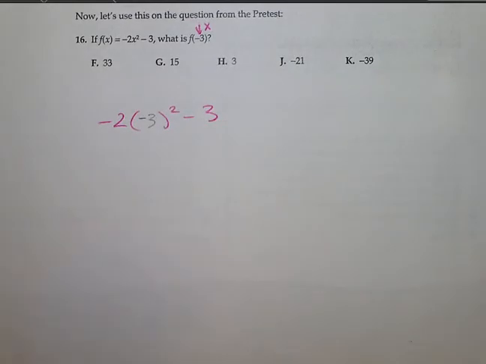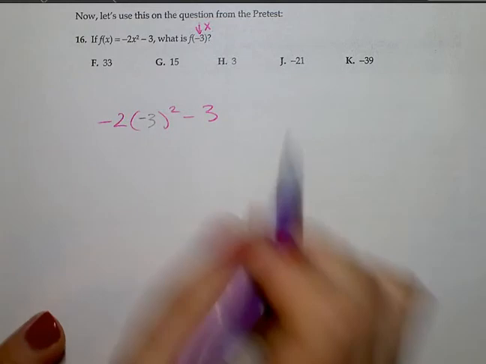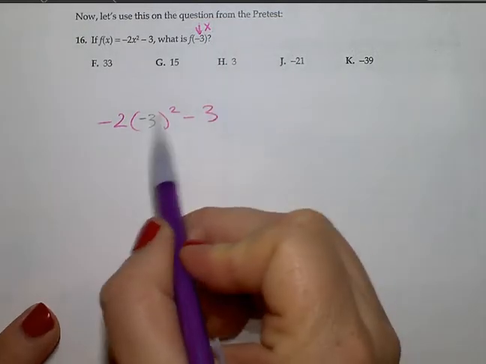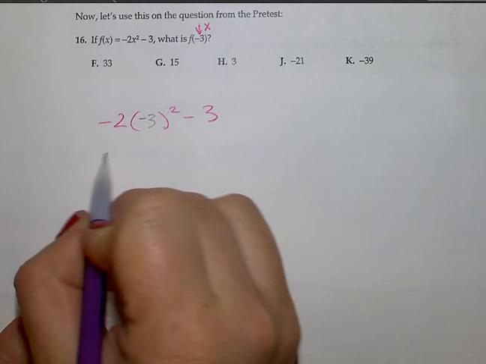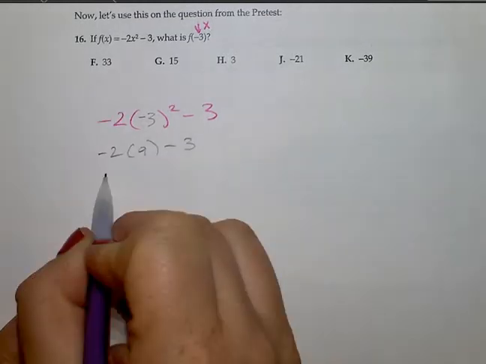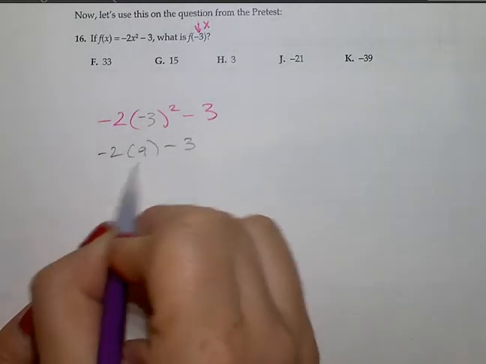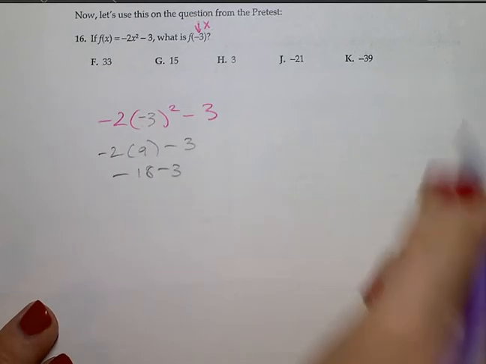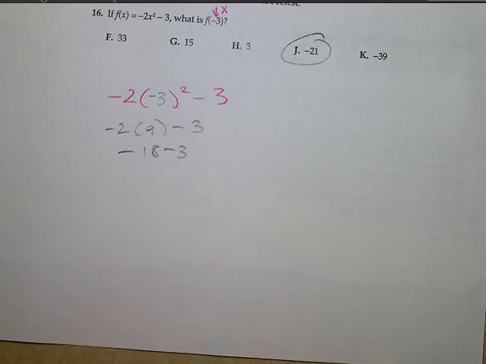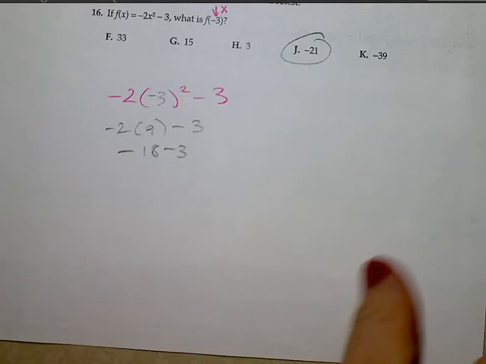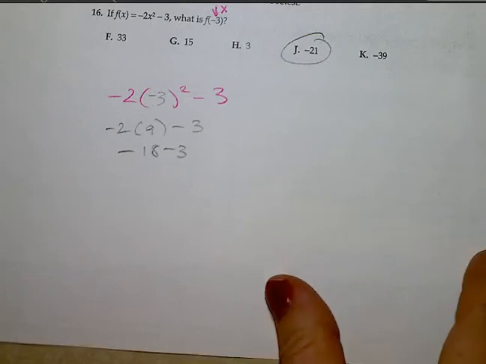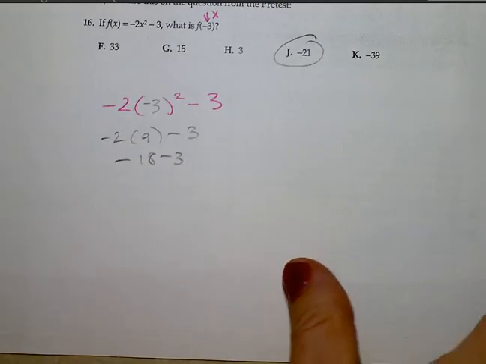We're going to use PEMDAS to solve. So first I'm going to take care of the x ones. Negative 3 times negative 3 is positive 9. PEMDAS says to multiply next. Negative 2 times 9 is negative 18. Subtract 3 is negative 21. I said it right, and I'm sorry, I circled the right one, said it wrong. Sorry guys.